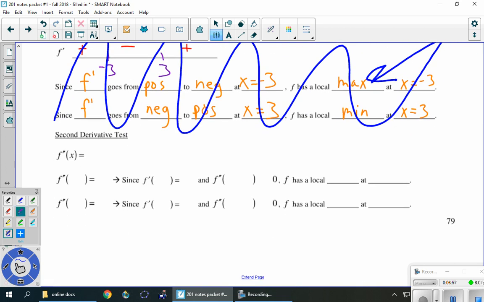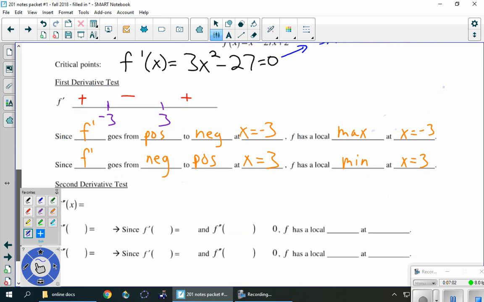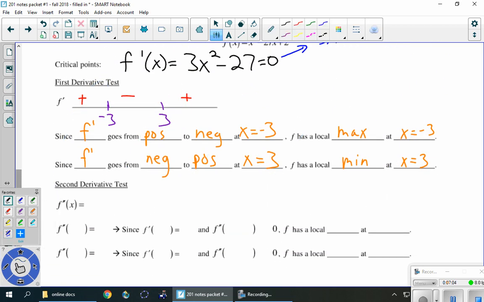So here we go. Second derivative test clearly involves finding the second derivative. So let's find the second derivative. I can see the f prime right there at the top of the screen. So the second derivative of that is 6x, and then the -27 goes away. And what we are going to do is plug our two critical points into the second derivative. So -3 and 3. And so if I plug -3 in for x in the 6x function, I just get 6 times -3, or -18.